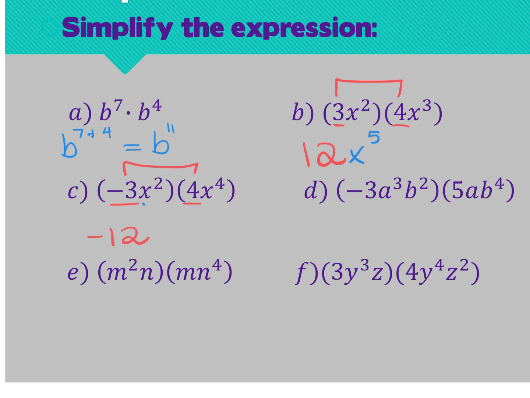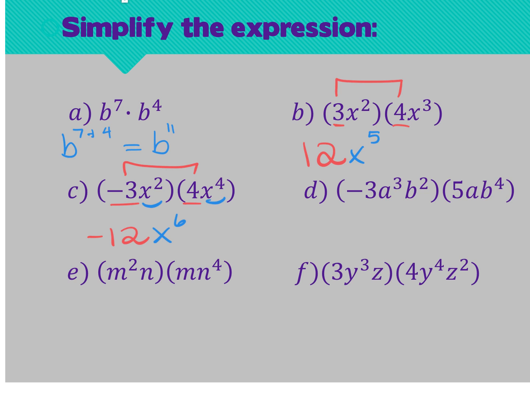And then I take the variables, and because the variables have the same base, they both have an x, I'm going to take those exponents and add them. 2 plus 4, and I get x to the 6th. So don't get confused that you have to multiply the exponents, you add the exponents.